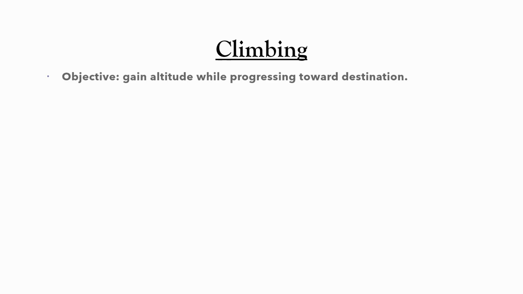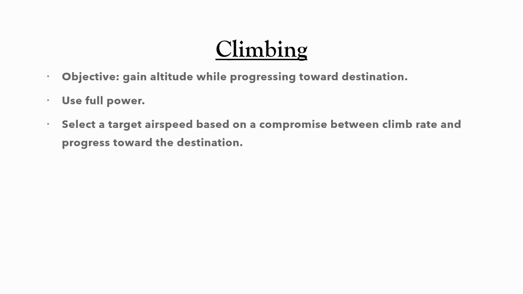Now let's consider the phase of flight where you're climbing or increasing your altitude. So the objective when climbing is to gain altitude while continuing to make progress toward your destination. You'll use full power for climbs, and you'll select a target airspeed that's a compromise between the climb rate and progress towards your destination.